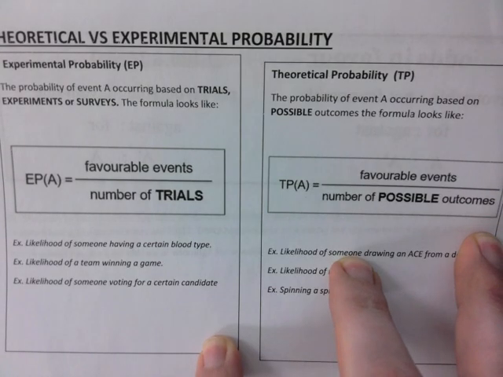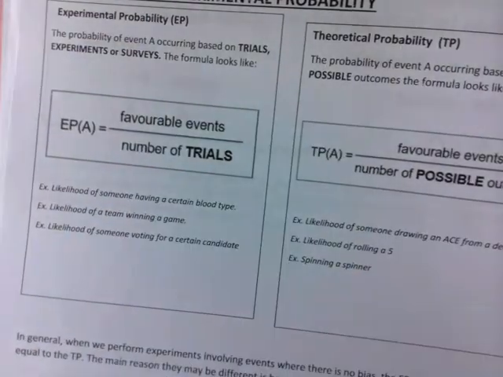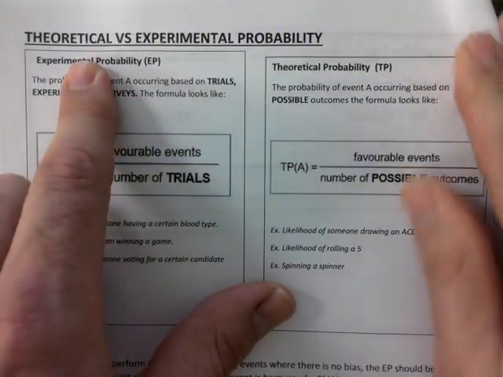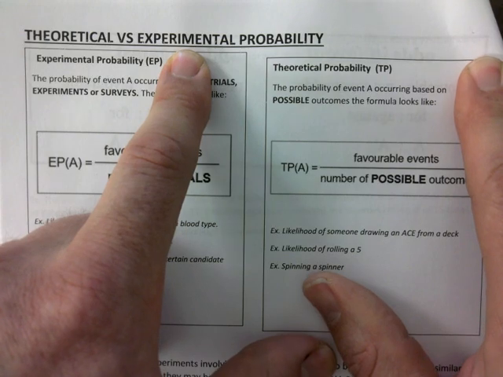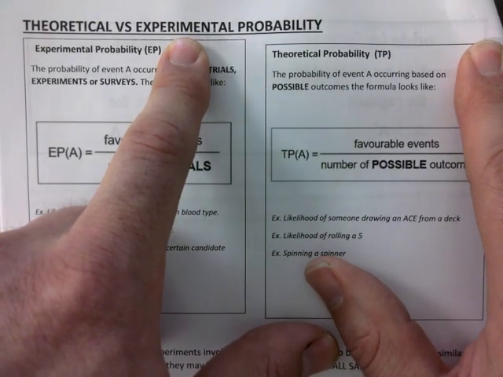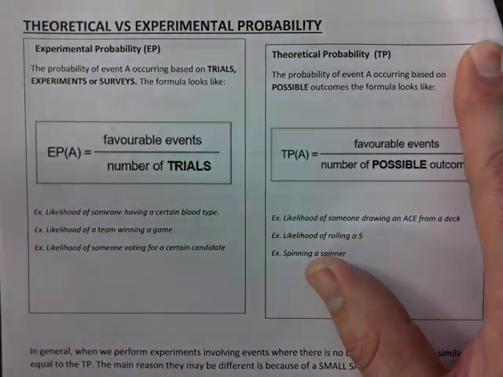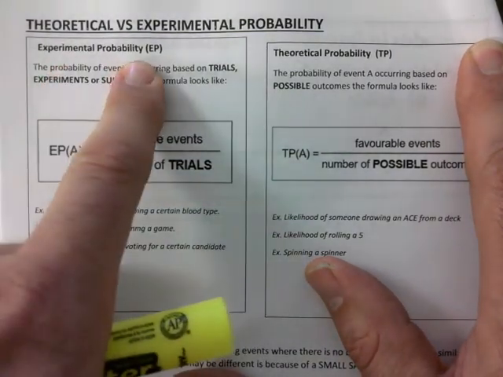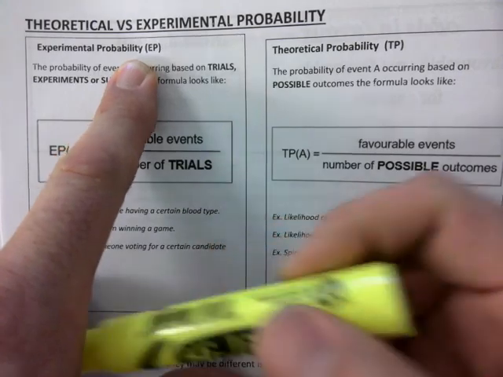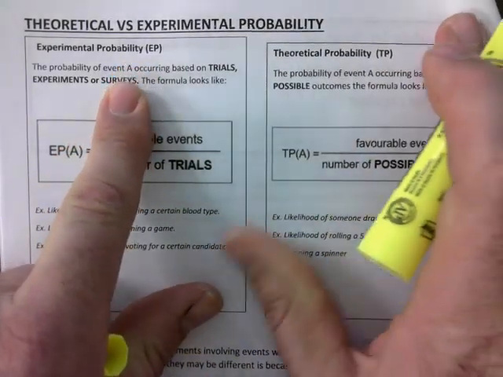Okay, we are going to talk about the difference. There's a difference between theoretical and experimental probability. I don't know if you learned about this in the younger years, may have, but here it is again. So experimental probability, I'm going to use two different highlighters here.